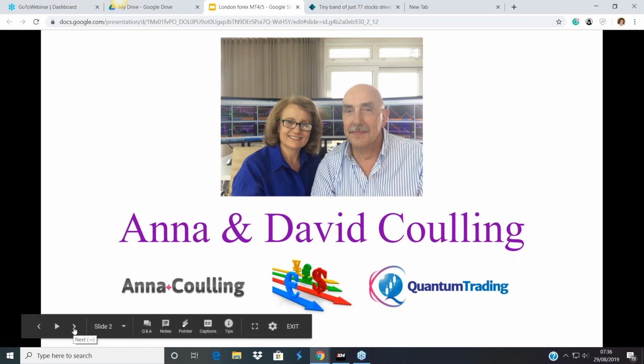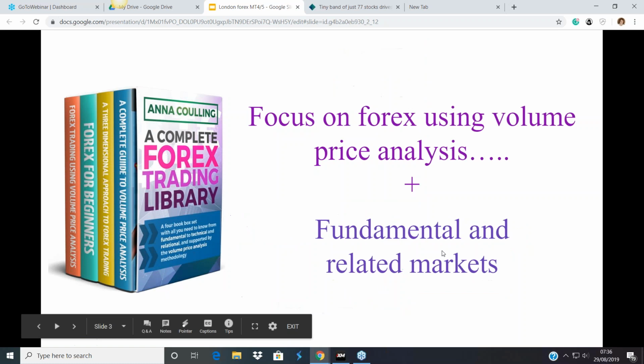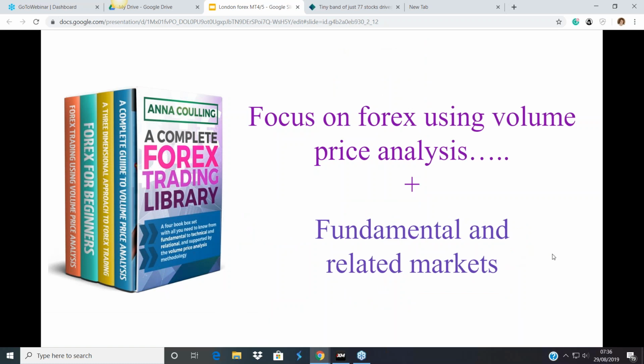And as always, we'll be looking at the markets through the prism of our methodology, which is volume price analysis, supported by our fantastic Quantum Trading software. I know there are those of you who have already invested in the software, and it's always lovely to have you come along. And there are those of you who maybe have just bought the books that are available on Amazon to explain the methodology in more detail.